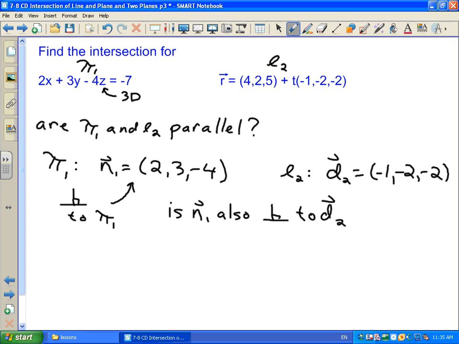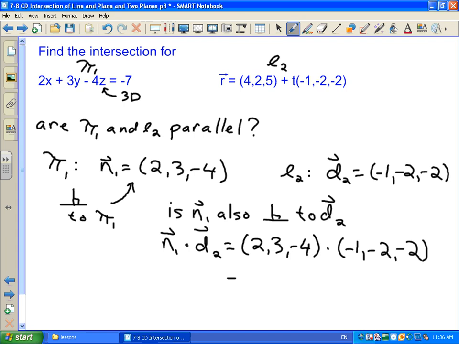And by now, you're sick of checking to see if vectors are perpendicular to each other. All we need to check here is the dot product. If the dot product equals 0, these two things are perpendicular. So we're going to do that normal dotted with that direction vector, which is going to give us 2, 3, -4, dotted with -1, -2, -2, and we can work out what this is. -2 minus 6 plus 8. So this does, in fact, equal 0.